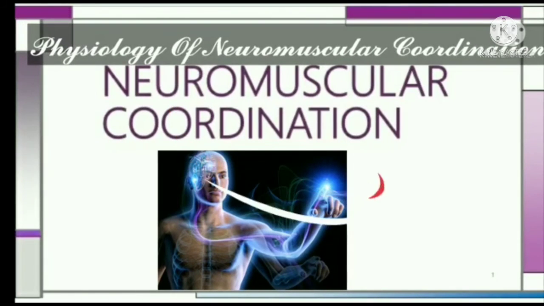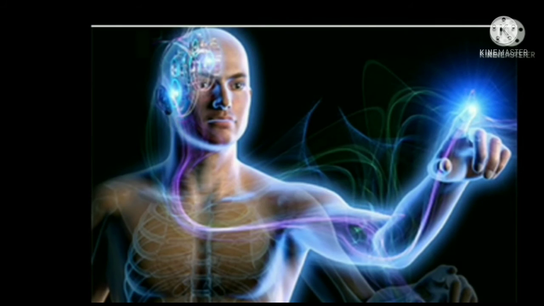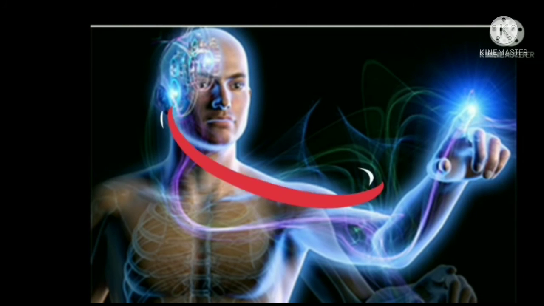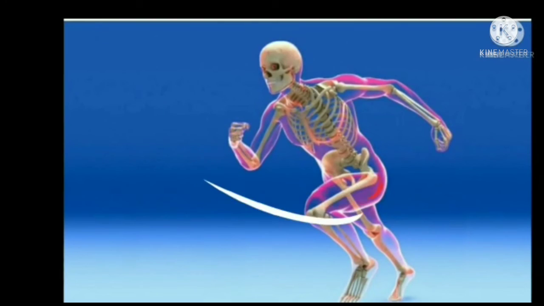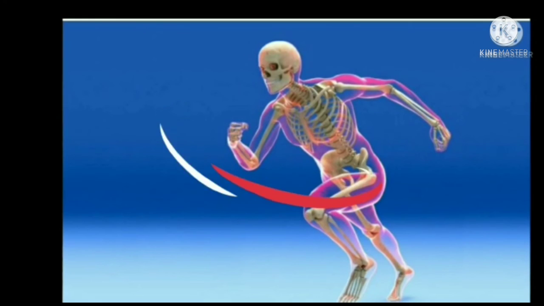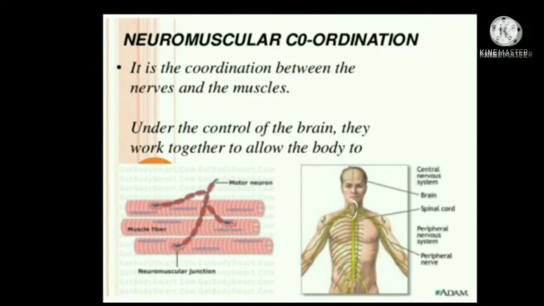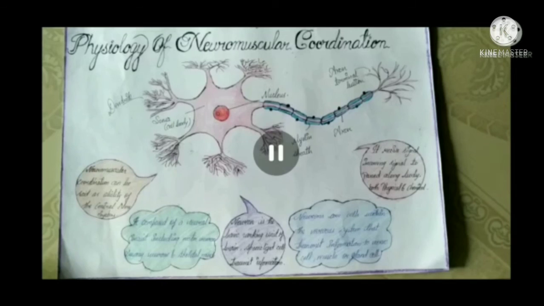Physiology of neuromuscular coordination. Neuromuscular coordination can be described as the ability of the central nervous system. It is composed of a neural circuit including motor neurons, sensory neurons and skeletal muscle. The system is essential to movements of the body and the control of posture and breathing. The motor nerve fiber makes synaptic contacts with the muscle fiber at the neuromuscular junction. It is the coordination between the nerves and the muscles under the control of the brain.